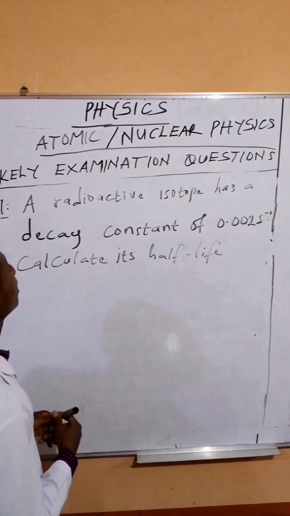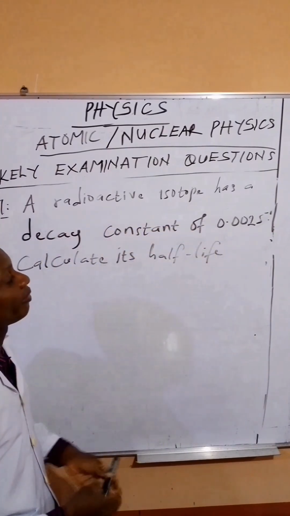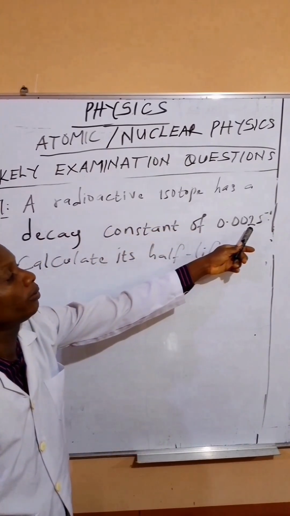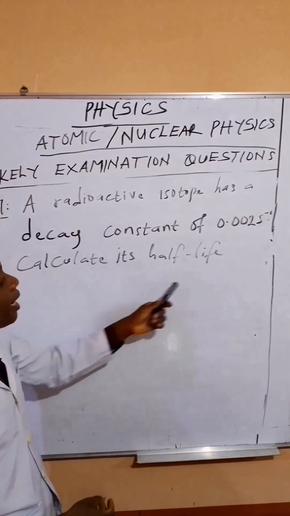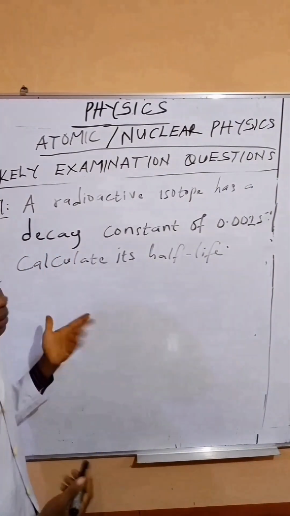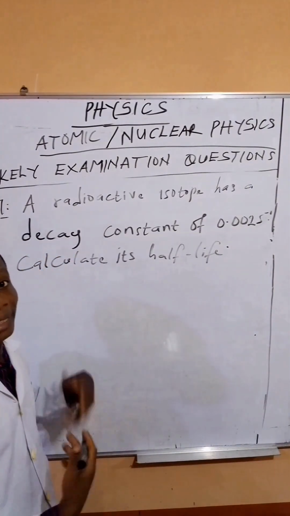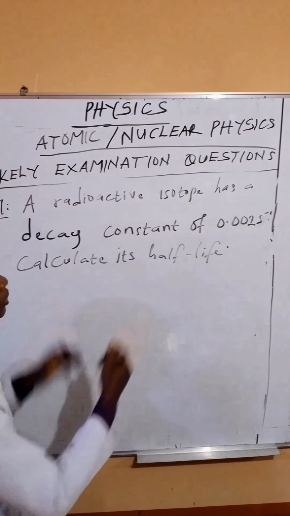Very last question we're going to solve is for nuclear physics. Now, a radioactive isotope has a decay constant of 0.002 per second. Calculate its half-life. So this is a very simple question. Usually this can come in the form of objective questions or as a bonus mark for the theory.